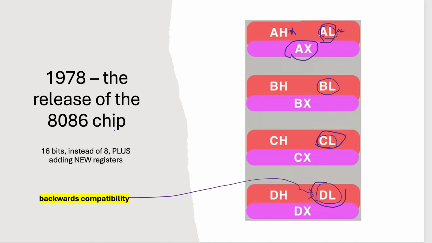But the release of the 8086 chip coincided with not only adding 8 more bits, but they added some new registers. So we have AX, BX, CX, and DX.